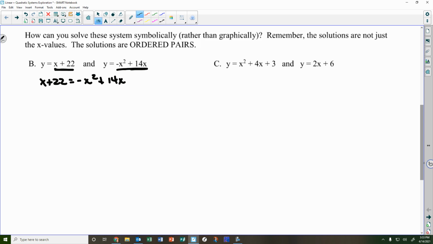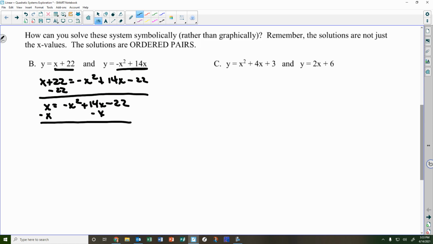So now what I want to do is move the 22 over by subtracting it, and then I'm going to move the x over. What does it look like we got here? It looks like we're set up for a quadratic. And now the question will be, can we factor it?